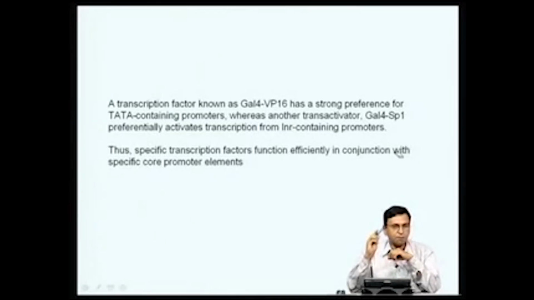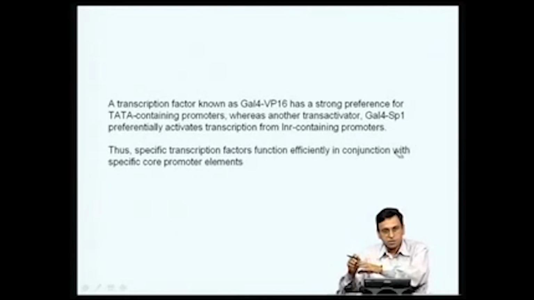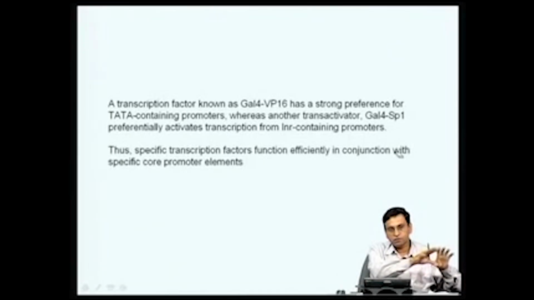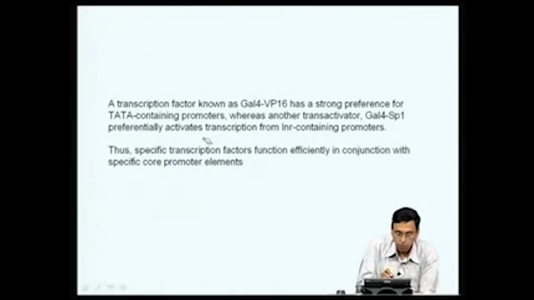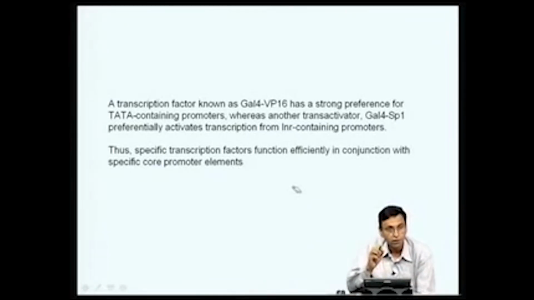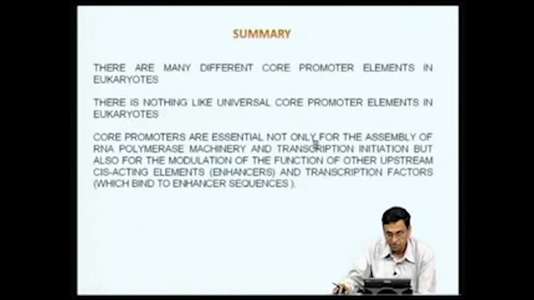I am giving you all these examples just to emphasize the fact that the core promoter sequences are not just sitting there to invite RNA polymerase to come and bind. Whether an initiator is present or whether a TATA box is present determines what kind of upstream activation sequences and other transcription factors can regulate transcription. When you have a TATA-containing promoter, transcription factors like GAL-VP16 preferentially activate, whereas when you have an initiator motif instead of a TATA box, certain other transcription factors like SP1 can activate transcription much better. So, specific transcription factors which bind to further upstream sequences efficiently function in conjunction with specific core promoter elements. This is the message I want to give.